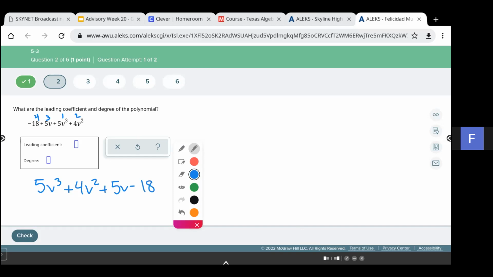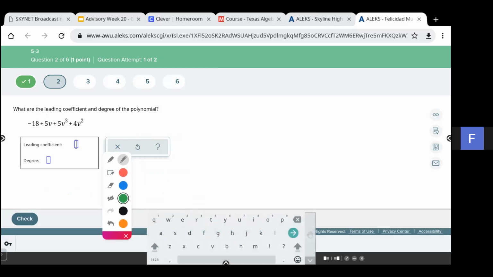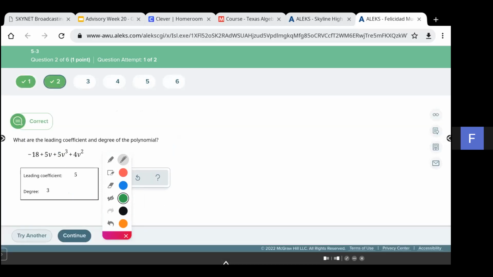So the reason it's called a leading coefficient is because when we do it in this form, it starts off the problem, and that's my leading coefficient. My highest exponent is going to be my degree. So I'm just going to go ahead and write that in, 5 and 3. So for leading coefficient, we're going to put in a 5. And for my degree, we're going to put in a 3. Go ahead and hit check. And that's all you need to do for that problem. Not really trying to trick you, that is actually all they want.